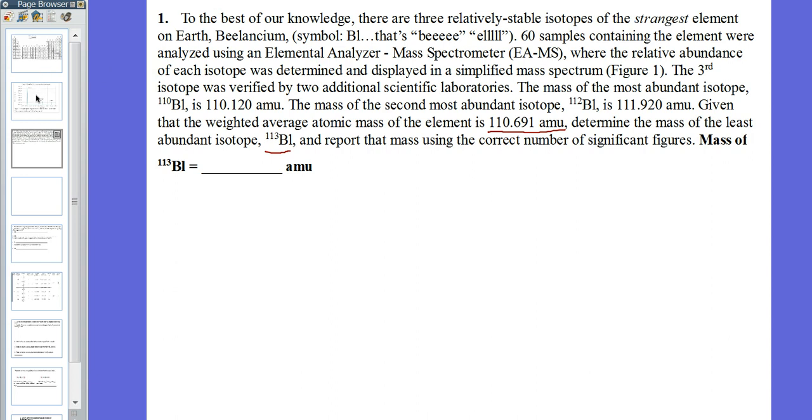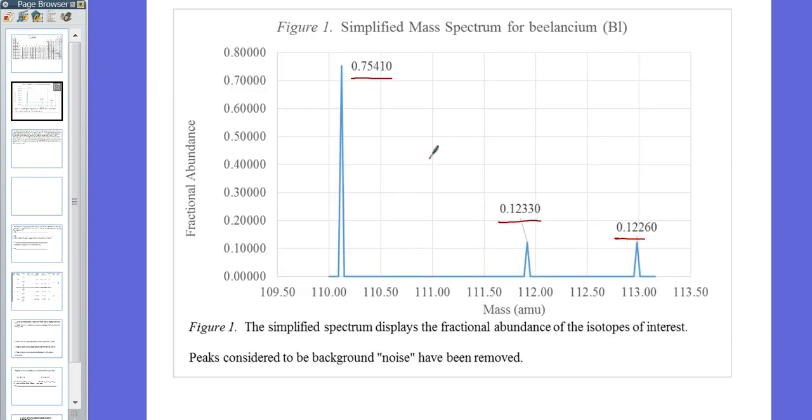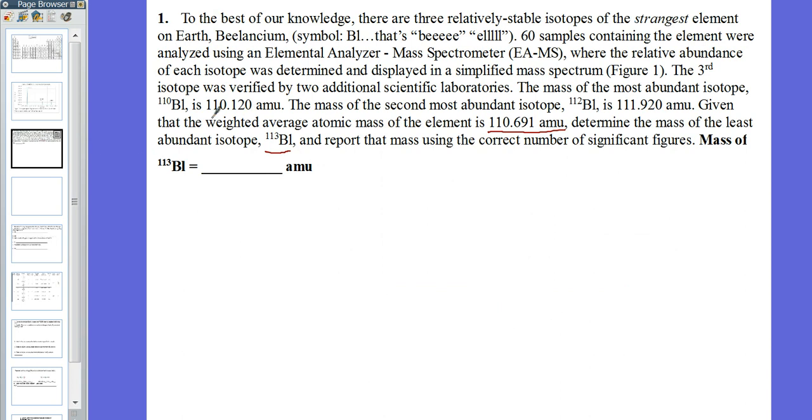You're also given in this problem a figure that gives you the fractional abundance for each individual mass. So using these abundances, we're going to figure out what the atomic mass is for that Bl-113. It's very simple. All you have to do is understand that when you multiply all of these individual masses by their abundance and add them all together, they have to come out to equal this number.